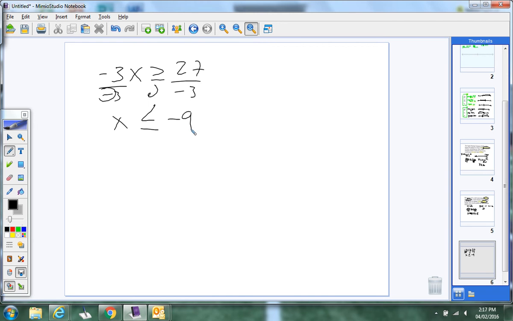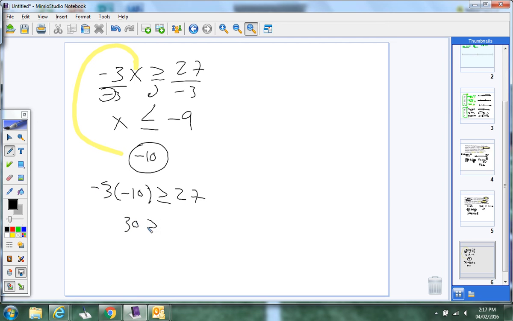Okay, check. So how do you check? I need a number smaller than negative 9. So I'm going to do negative 10. I'm going to take negative 10 and put it where the x is. So negative 3 times negative 10 is greater than or equal to 27. Negative 3 times negative 10 is positive 30. Is 30 greater than 27? It is. So to check your solution, you just have to pick something that works in your answer.